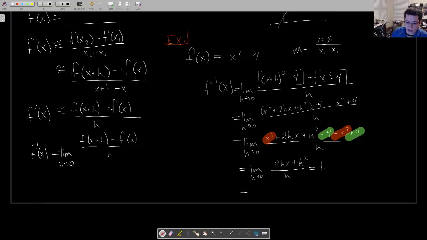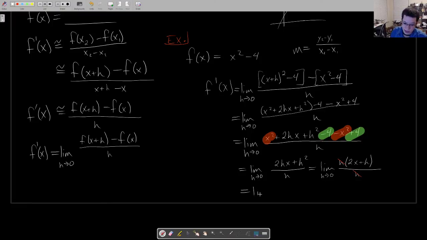And we can actually factor the h, so we end up with h times 2x plus h over h. Well, now we can cancel those h's. And this is valid because we're doing a limit. If this was regular algebra stuff and we weren't taking a limit, then we would have to say this is true except for when h is 0. But because we're never actually getting to 0, only as h approaches 0, we can do that.